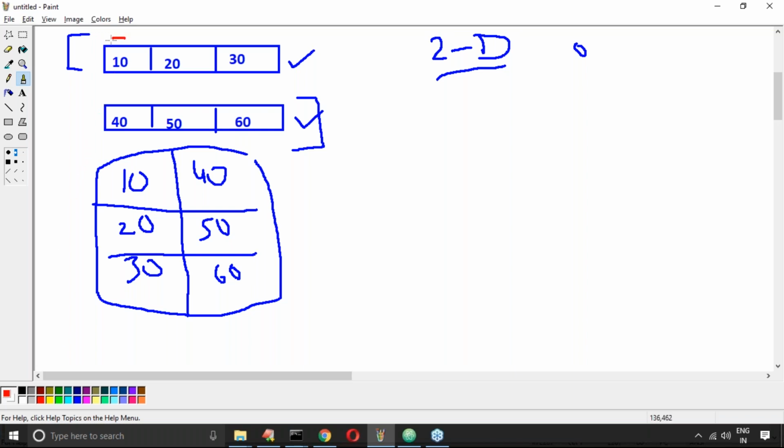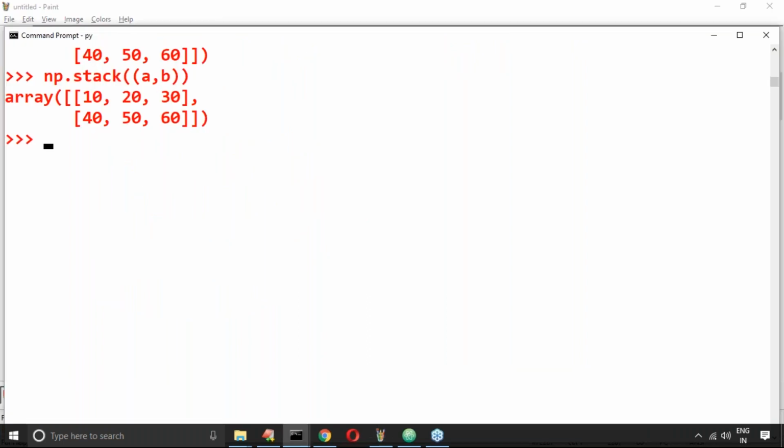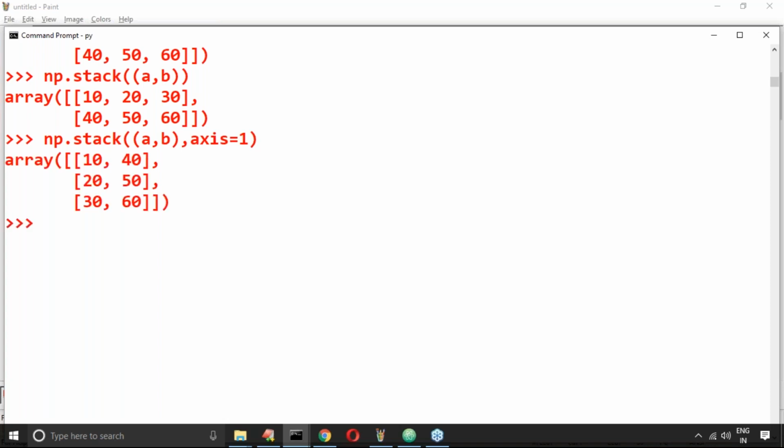This is the first stack, this is the second stack, and this is the third stack. Are you in a position to understand? Is any explanation required? Can you please confirm? Don't get confused. Now observe that for stack with axis equal to 1, we get 10, 40, 20, 50, 30, 60.